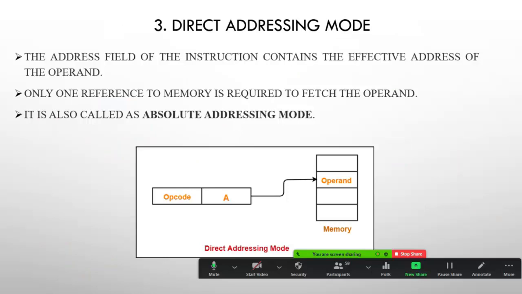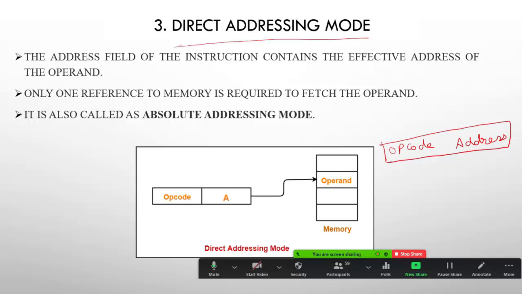The next type of addressing mode is direct addressing mode. We have discussed it earlier also. What is happening in direct addressing mode? You specify the address in the instruction. In the instruction you specify the opcode and the address. You don't specify the value of the operand in the instruction in case of direct addressing mode.